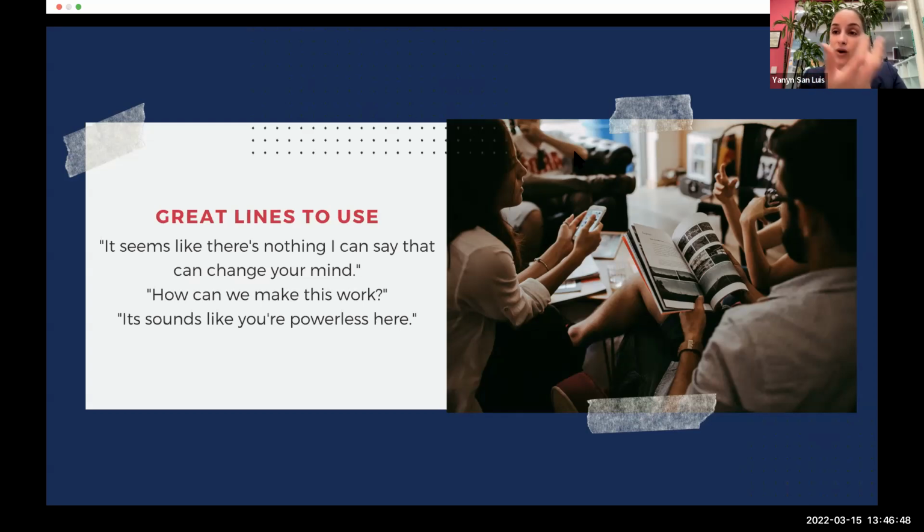And whoever is going to weigh in on those decisions, I'd like for them to be part of the next meeting. So that's what I usually do as far as getting people to come in and join in on the conversation. How can we make this work? You've heard me say that.